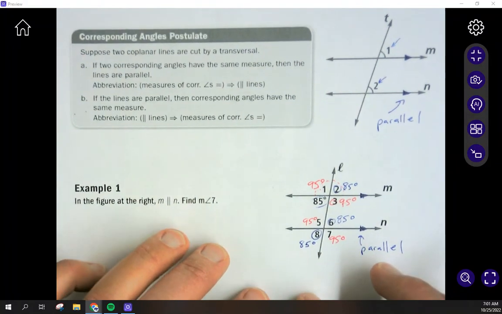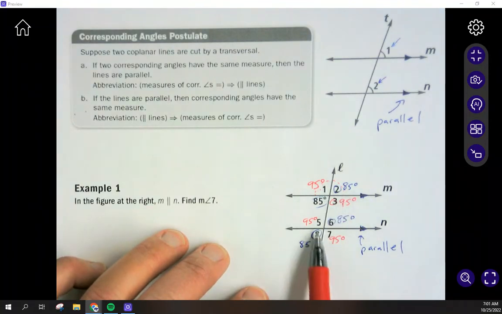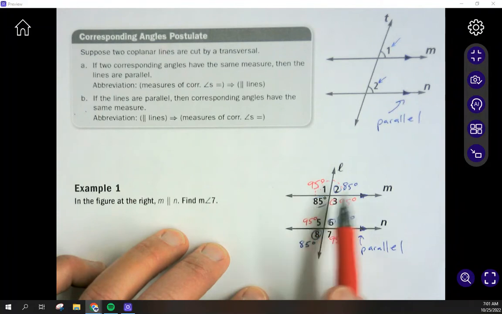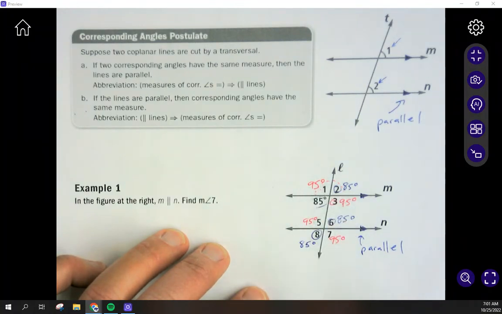So there's lots of different ways to prove this. But as you can see in this picture, when you have two parallel lines cut by a transversal, if you have one angle, you can find all the angles. It's just going to be two numbers spread throughout the whole picture.